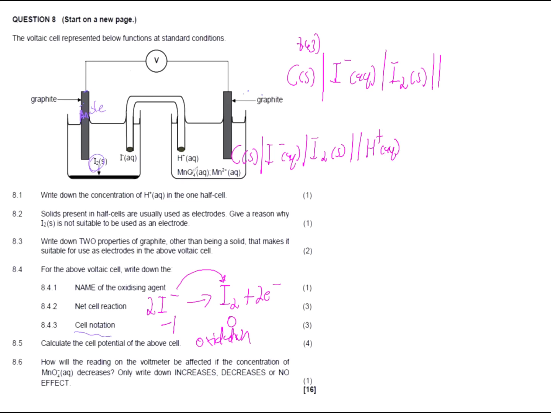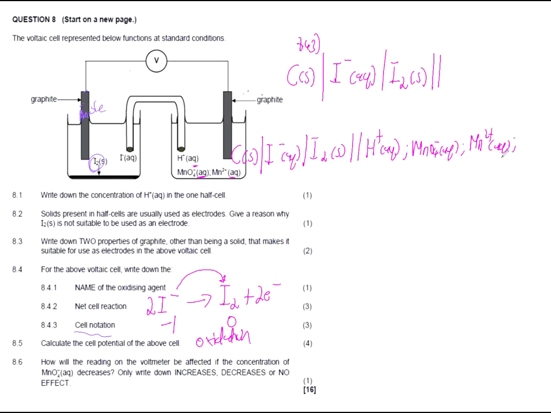Now remember, because everything in here is in the same phase, there would be no need for us to include phase separators. Phase separators are only used to separate different phases. If everything here is within the same phase, then we only want to have commas to separate that. So we have MnO4 minus in aqueous, and then also our Mn2 plus, which is in aqueous.